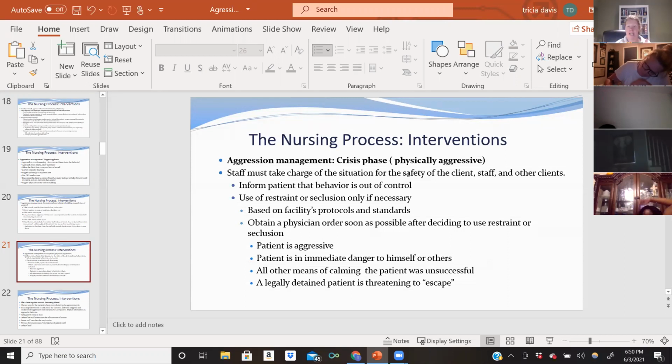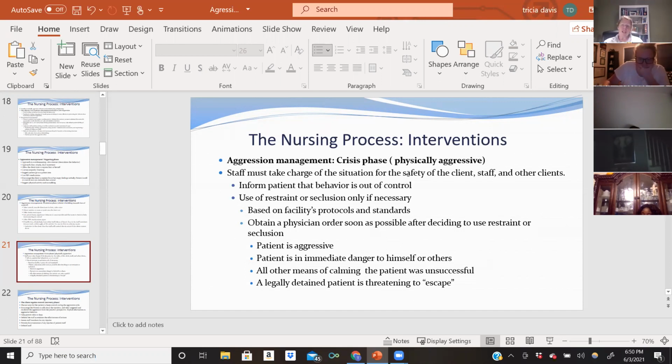They're all different, so we're not going to get into a lot of that, but you would follow your facility's protocols. And if you do have to use restraints or put a patient into seclusion, you have to make sure that you get a physician order as soon as possible. That's just according to your facility's policies. Some people might say 4 hours, some people might say 1 hour. So again, whatever your facility says.